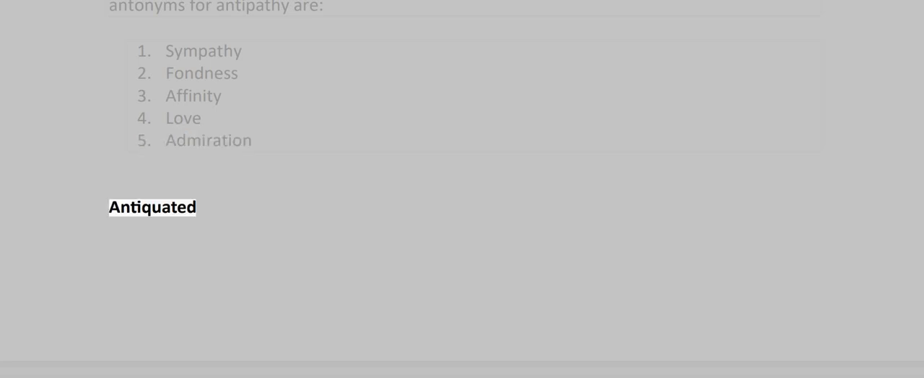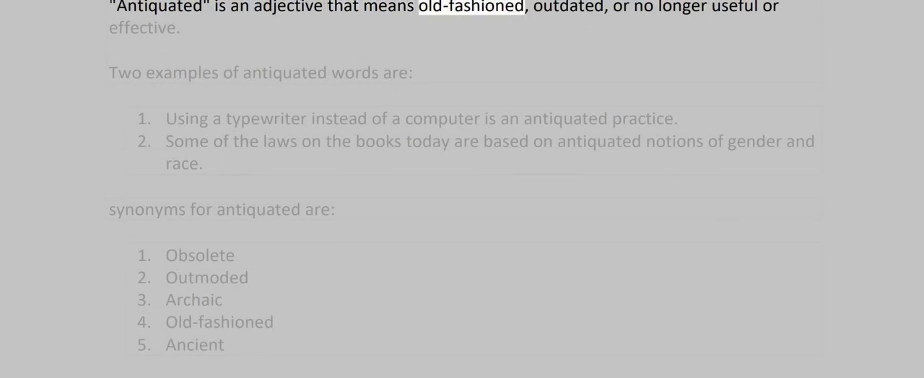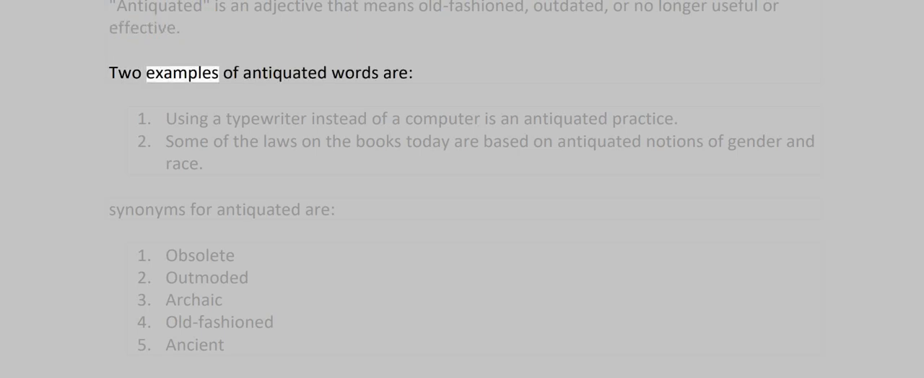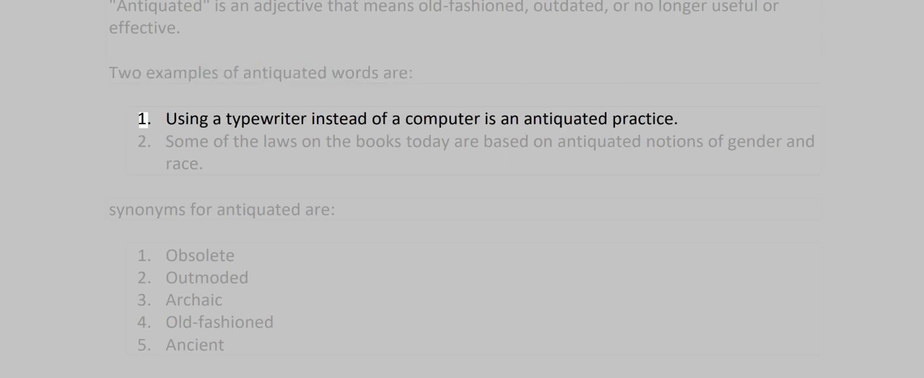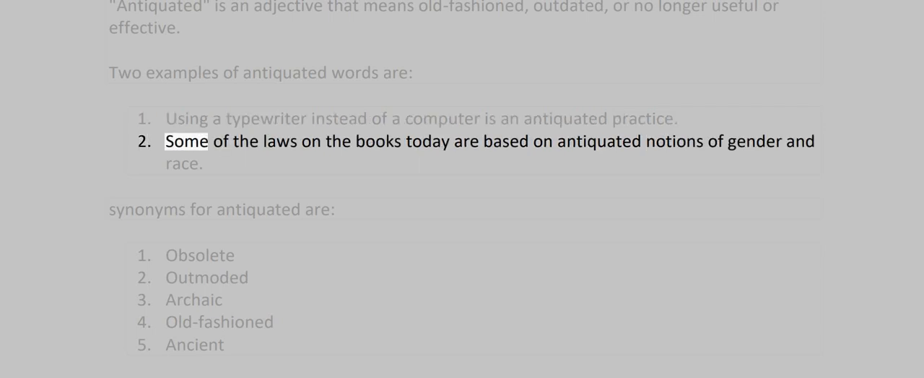Antiquated. Antiquated is an adjective that means old-fashioned, outdated, or no longer useful or effective. Two examples of antiquated words are: 1. Using a typewriter instead of a computer is an antiquated practice. 2. Some of the laws on the books today are based on antiquated notions of gender and race.